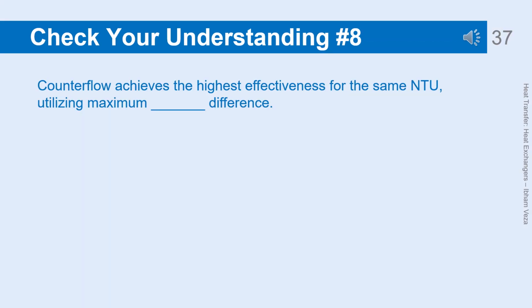Check your understanding. Number 8. This section reinforces that the highest effectiveness is achieved when the temperature difference is utilized maximally. The question guides students to recall the main characteristic of counterflow. This concept links the effectiveness NTU chart to its physical meaning. In this way, students do not only memorize the curves, but understand the reason behind them. This evaluation strengthens conceptual understanding.